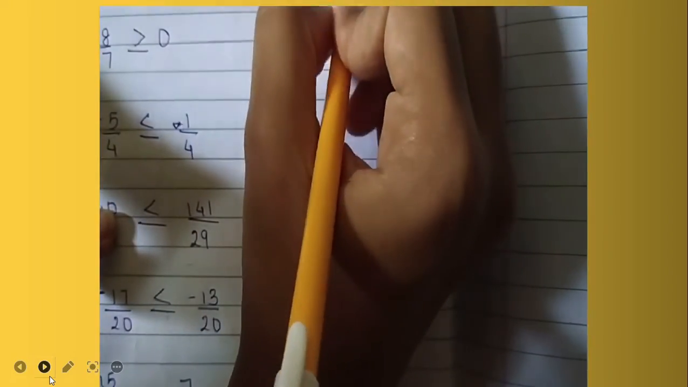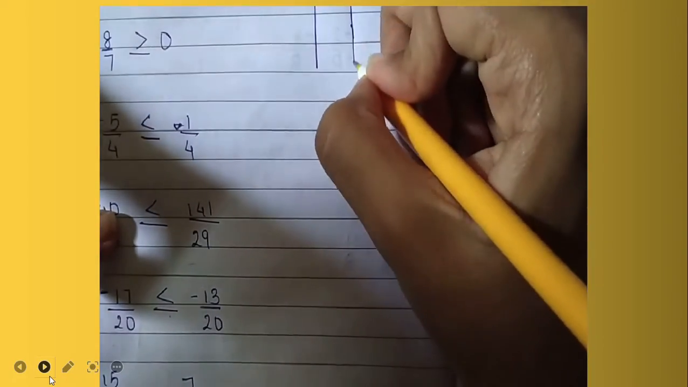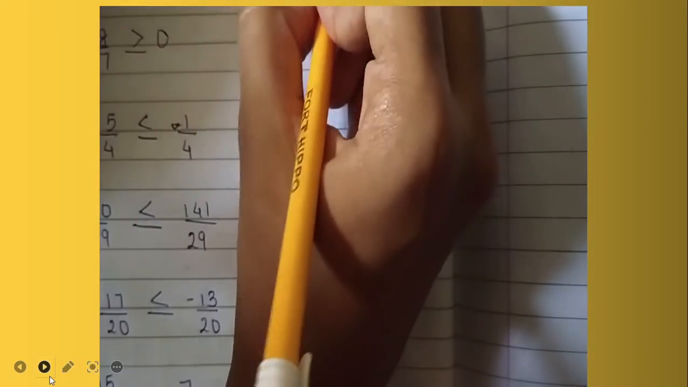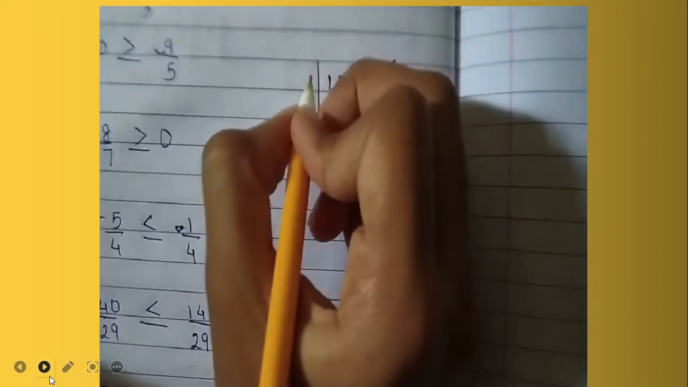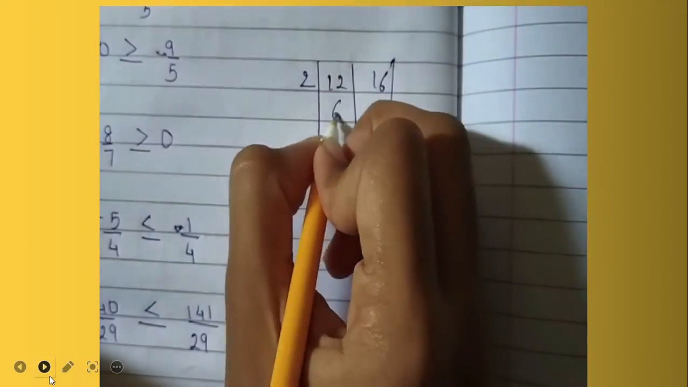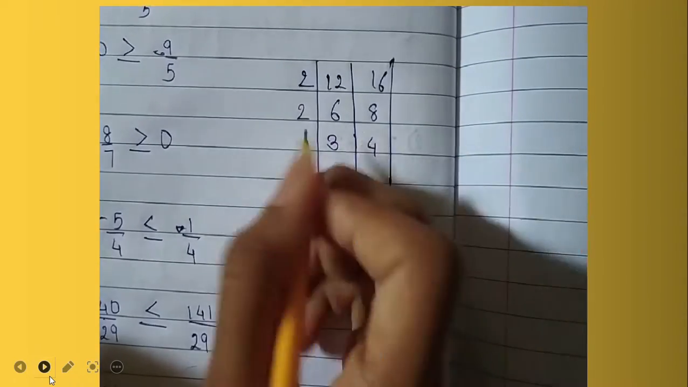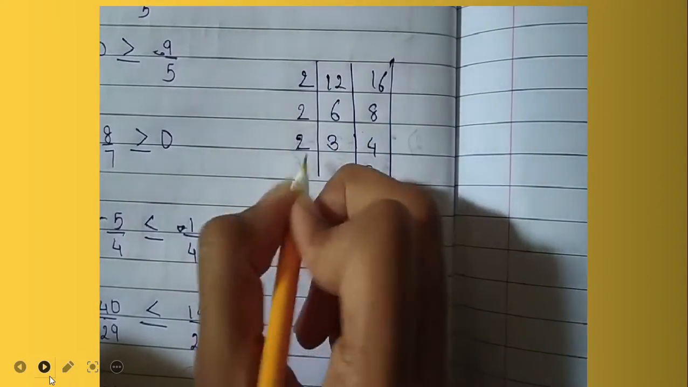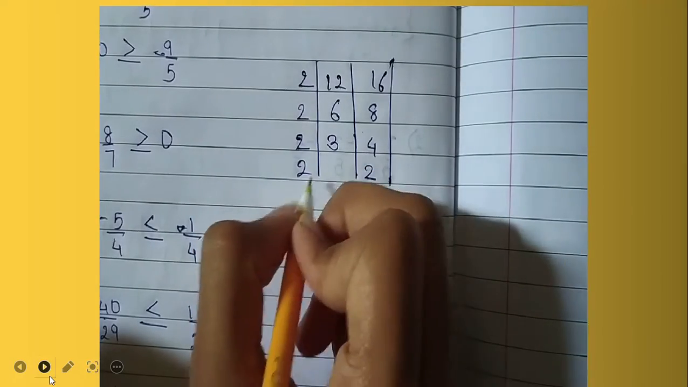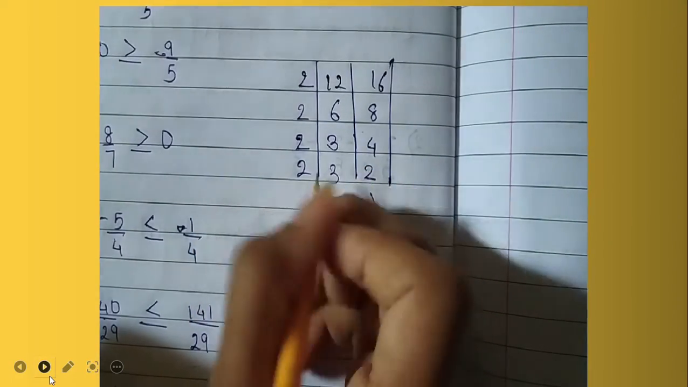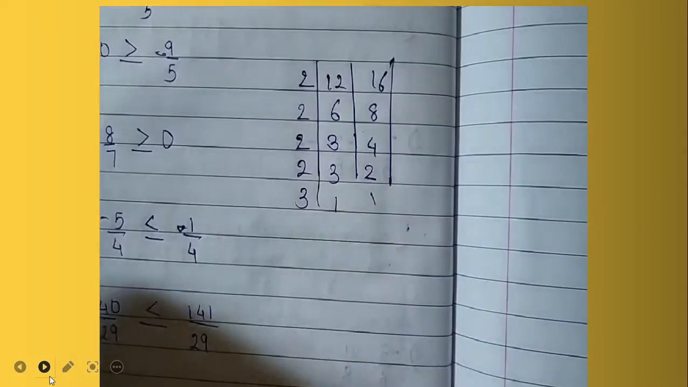We'll make lines. Here we will write 12 and here 16. Both are divisible by 2. So 2 sixes are 12, 2 eights are 16, 2 threes are 6, 2 fours are 8, 2 twos are 4, and here once again I write 2, and here 3 will come down, and 3 ones are 3. So here we are getting the answer. Okay, so let's multiply now.